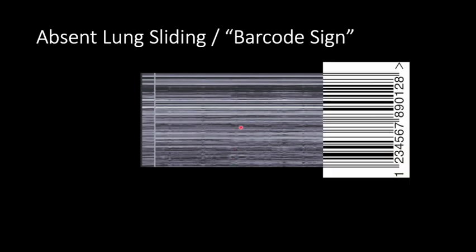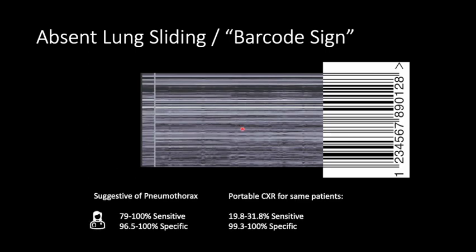And so this appears much more similar to a barcode, and is called the barcode sign, which is highly suggestive of a pneumothorax. So some of the evidence suggests that if you see a barcode sign on a patient, it can be up to 79 to 100% sensitive and extremely specific for a pneumothorax, versus a portable chest x-ray for the same patient, as one we might do in the ER, which has a very low sensitivity, although it's still a very high specificity if one is seen.